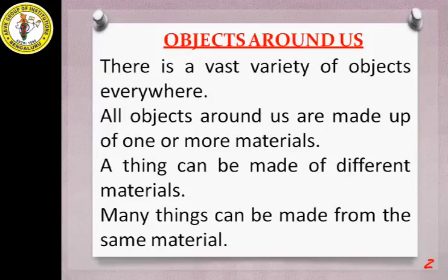All objects around us are made up of one or more materials. A thing can be made of different materials. Many things can be made from the same material. So here you have to observe object and material. An object is different and a material is different. Material is nothing but a raw substance. By using that raw substance, you can make objects.